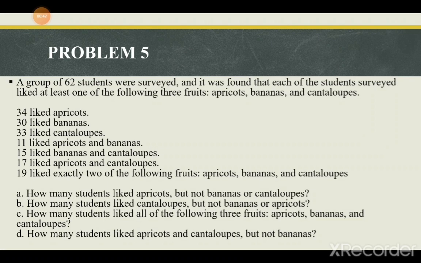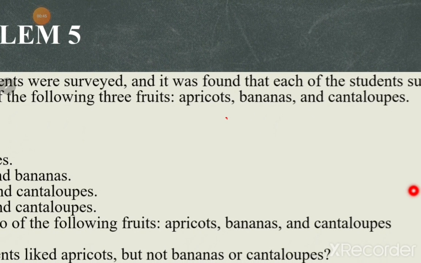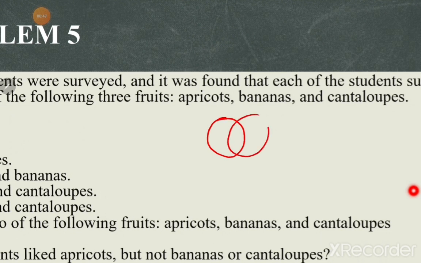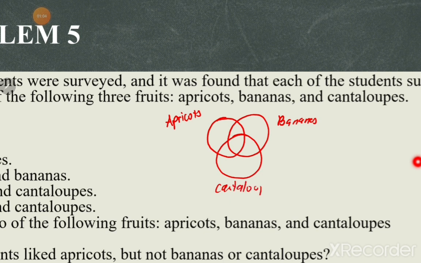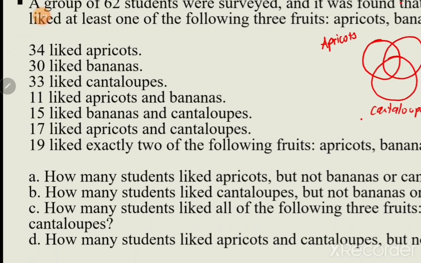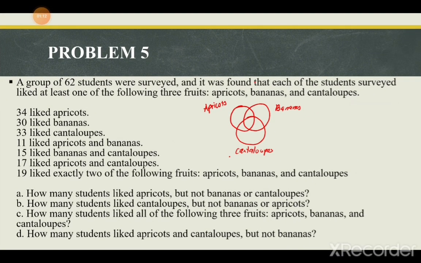It's easy, right? You just make a 3-set Venn diagram. We have our apricots, A, your bananas, and your cantaloupes. So, how do we solve this? The best way is to solve for the value of x. But where do we put the x?